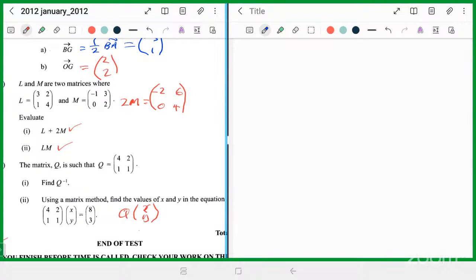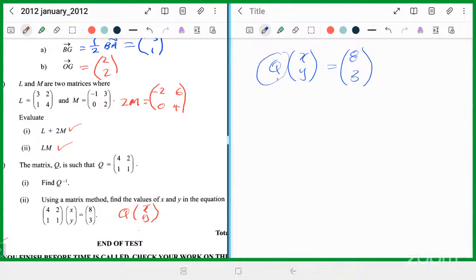Let me put over here. It is actually Q times XY equals 8, 3. And basic matrix transposition of this form tells us that the inverse of this matrix, when transposed onto this side, goes to the front as the inverse. We leave the XY as the subject.